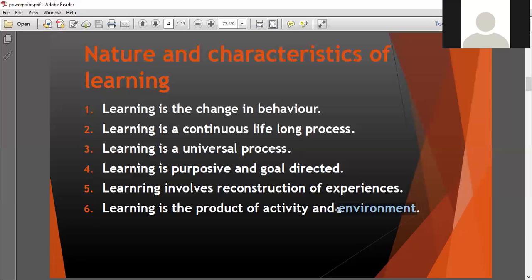So the only way to make sure that this group of students is also engaged in learning is to try to find out what is disturbing them, and to minimize that certain fear, whatever is out there, and try to help them to concentrate and listen to what is being done in the class. So learning is a product of activity and environment. If it is a conducive, supportive environment, then of course students are going to learn more, and they are going to achieve the goal or the objective or the purpose decided by the teacher. So these are the nature and characteristics of learning.